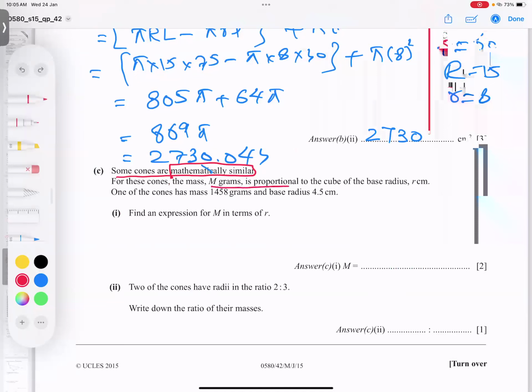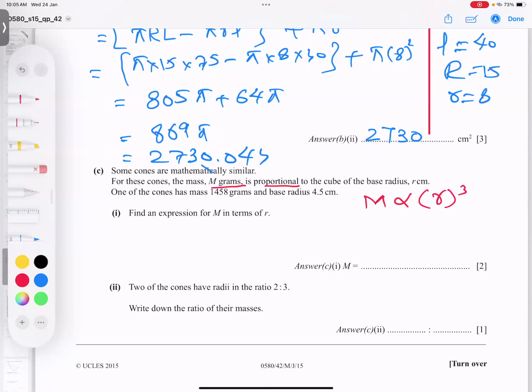He said m grams is proportional to the cube of the base radius. I repeat, he said m grams is proportional. Do you know this sign? This is the sign of proportional we use in lower grades. So m is proportional to cube. What does the cube stand for? 3. Radius. So that means r cube. I believe this statement is very clear. But if not clear, I read this statement once again. Mass m gram is proportional to the cube of the radius r. I think now the statement is very clear. And whenever we remove the proportional sign, we always get a k. It's called the constant of proportionality.